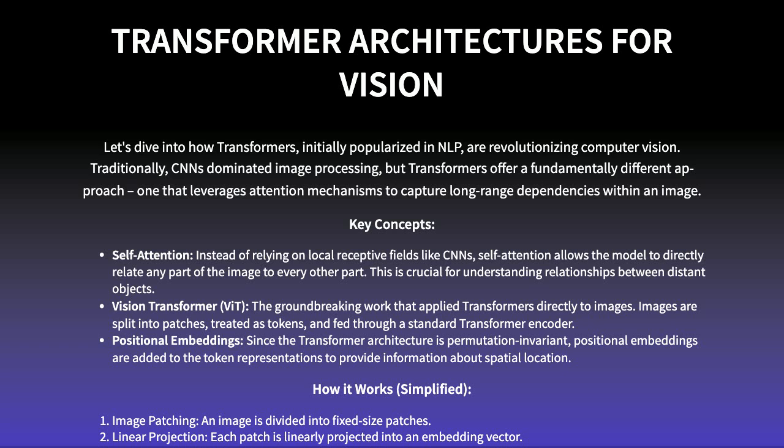The vision transformer, or ViT, takes this idea and applies it directly to images by breaking them up into patches, treating those patches like words in a sentence, and then feeding them through a regular transformer encoder. Positional embeddings are added so the model knows where things are located. It's a surprisingly effective approach and has led to some really impressive results.